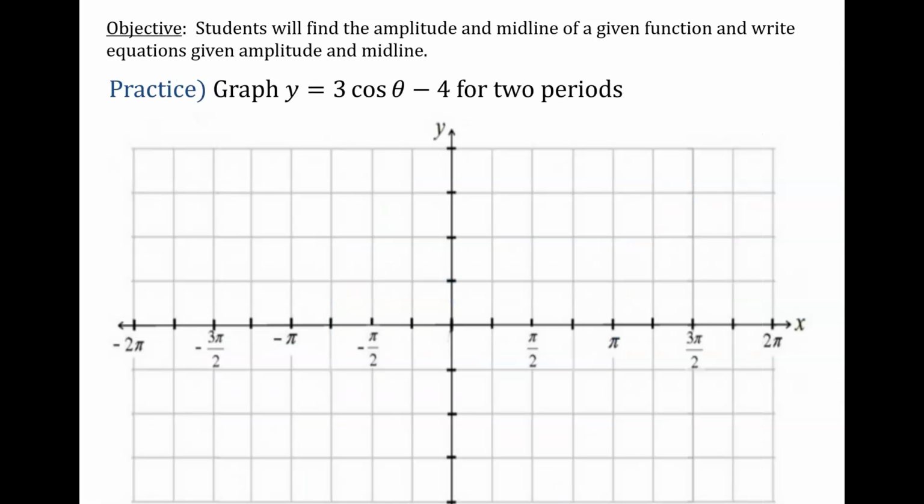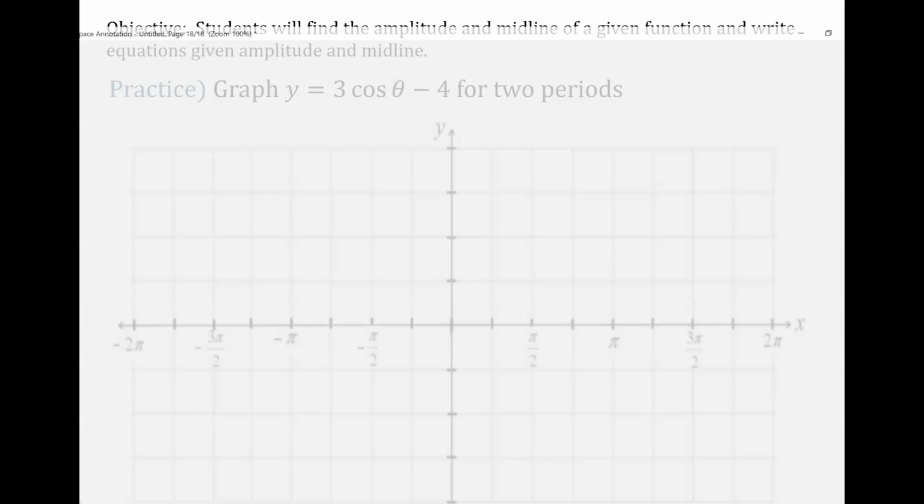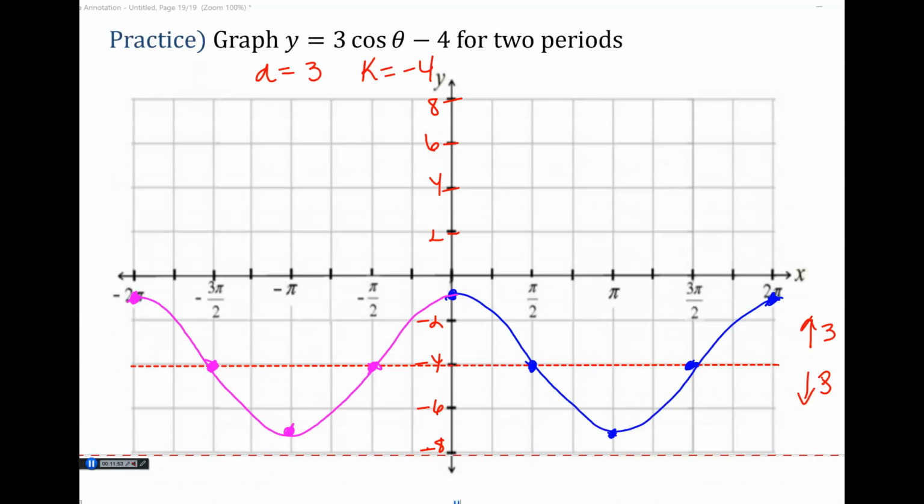All right, so last example I want you guys to try. This one is y equals 3 cosine theta minus 4 for 2 periods. So go ahead and pause the video and then try this one. All right, so hopefully you paused this video.